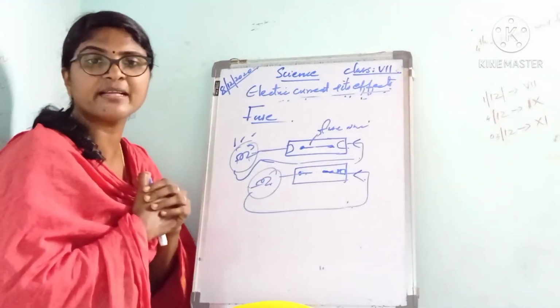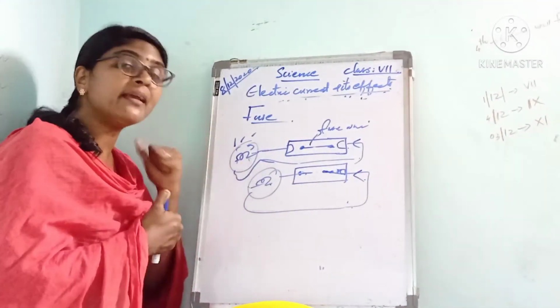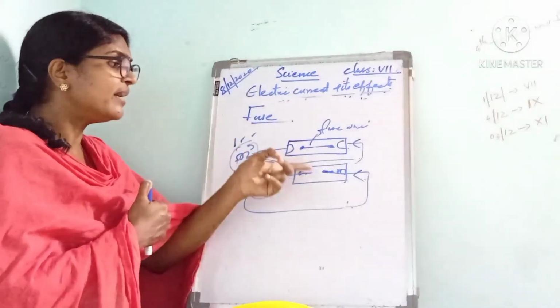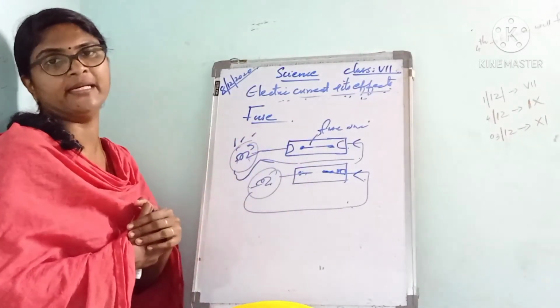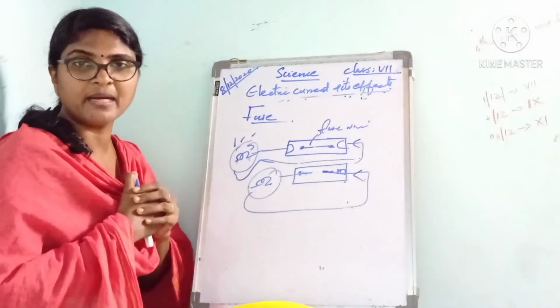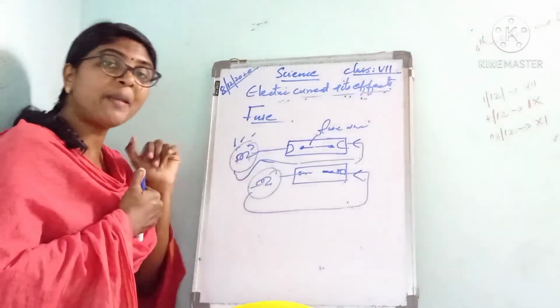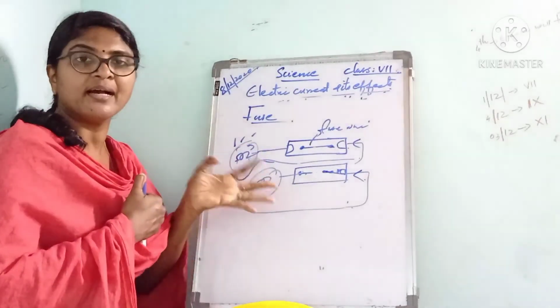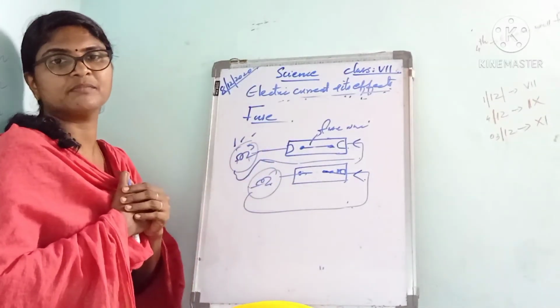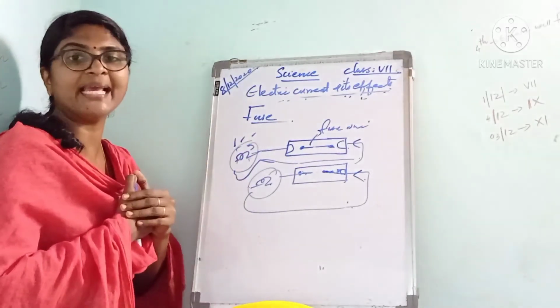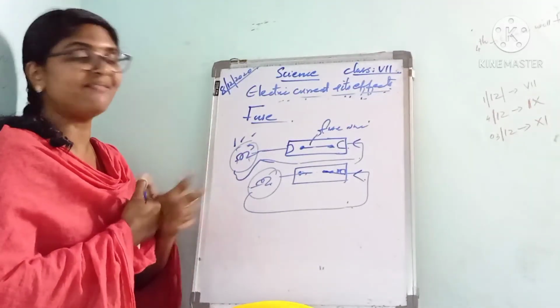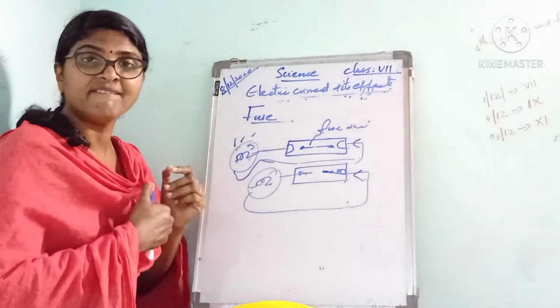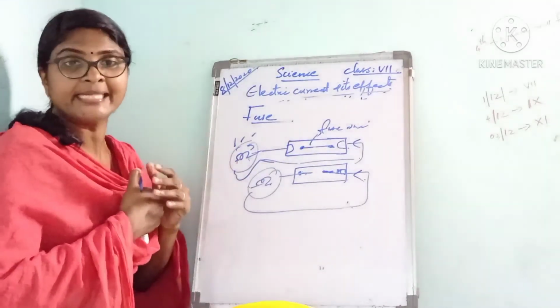When the fuse wire breaks, it has to be replaced by a piece of the same kind of wire. When the fuse wire melts or breaks, we have to replace it with the same kind of wire. It should never be replaced by a thick wire. The fuse wire should be very thin, not very thick.